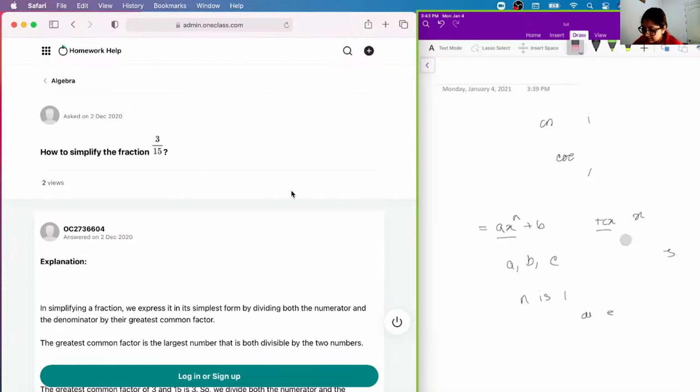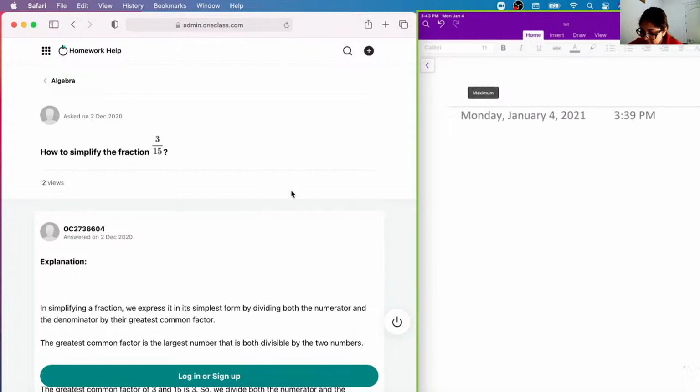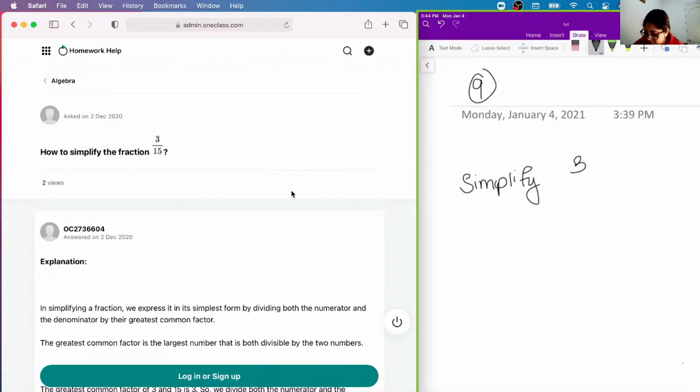So our next question says how to simplify 3 over 15. How to simplify the fraction. Okay. So if you want to simplify a fraction, we want it in the simplest form, so we divide both the numerator and the denominator by the greatest common factor. Okay, so simplify 3 over 15.